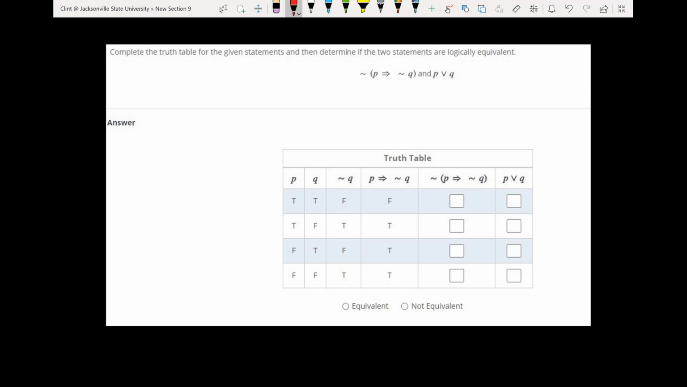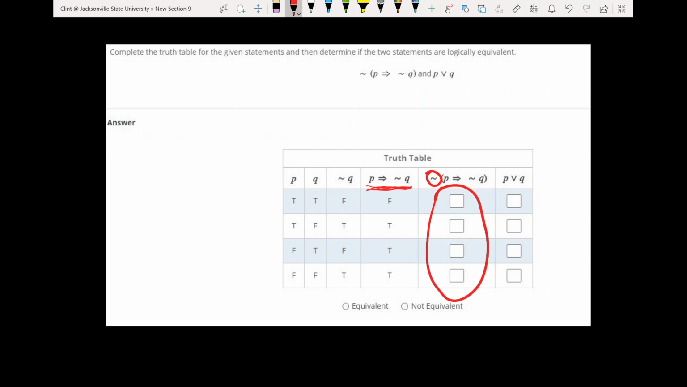So the important thing is just take it one piece at a time. We're going to work on this column first. Inside the parentheses we've got if P then not Q, so that is this column. If P then not Q. And then we want to squiggle that whole thing. This says we want to negate this whole thing.